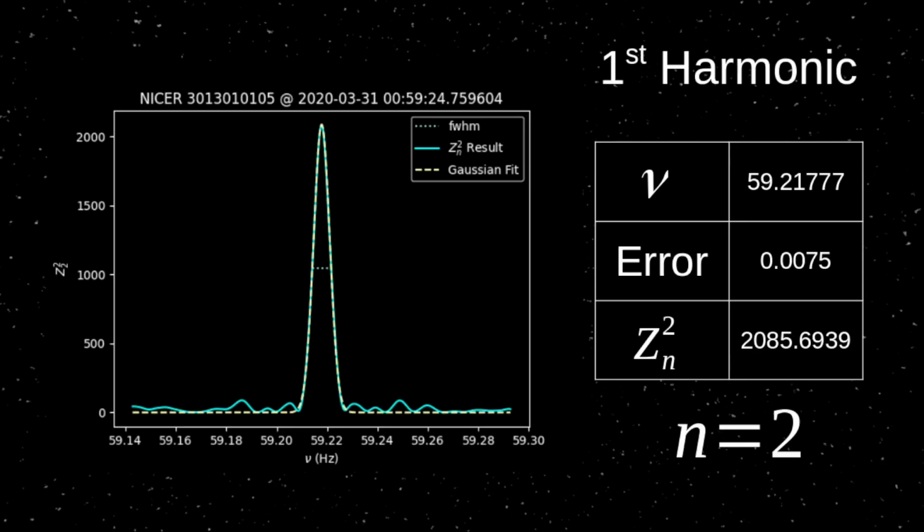Here we have z2 squared. We see significant improvement. We went from about 1,800 now to over 2,000. Again, the error bars did shrink ever so slightly. This is still a strong coherent result, but let's compare it to the actual expected spin frequency for the Crab pulsar at z2 squared.